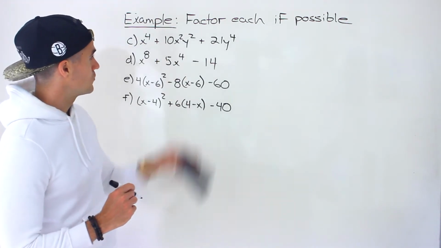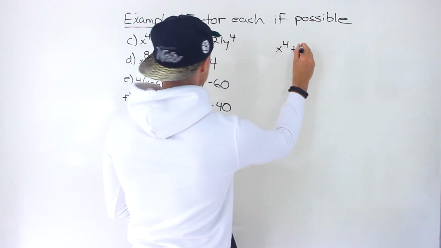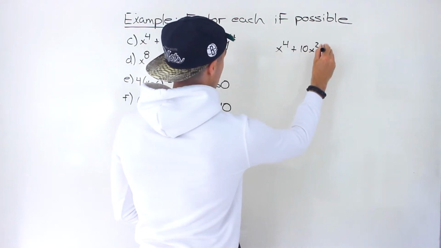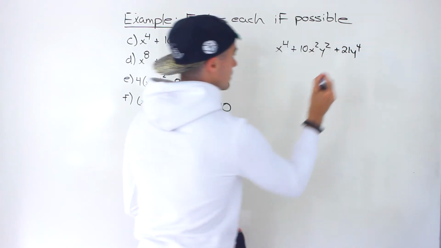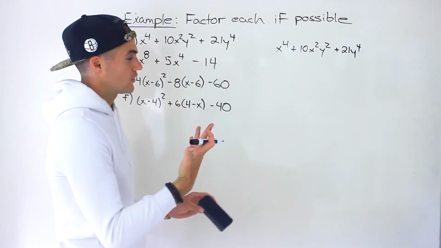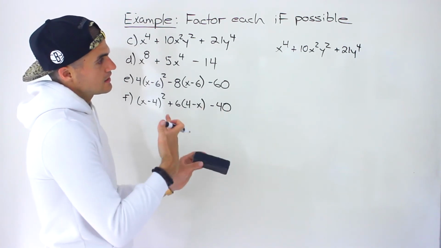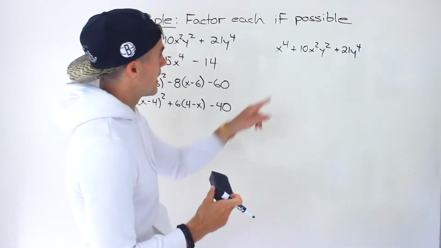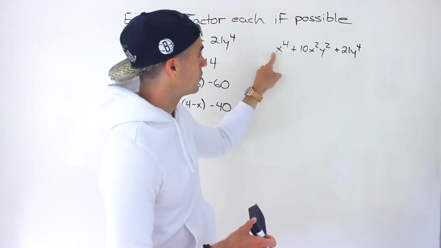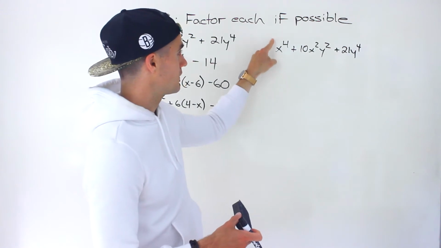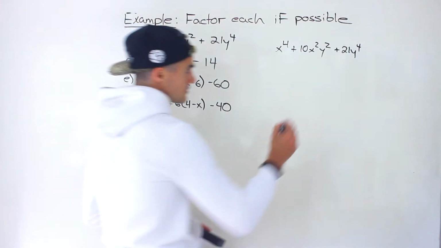Now moving on to part C, so we got x to the 4 plus 10x squared y squared plus 21y to the 4. So notice this is another type of multivariable expression. So same thing, can we take anything out initially? Notice that x variable but no x variable here, y variable but no y variable there. And then this is just a 1, so we can't take out any numbers. So let's go into the decomposition.